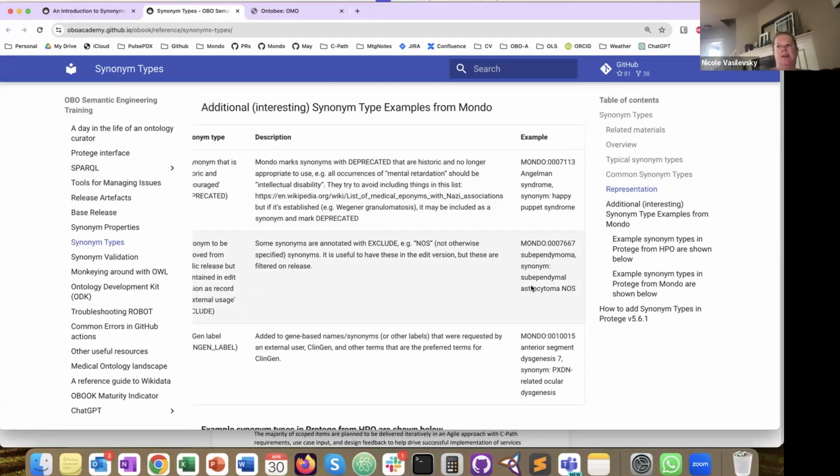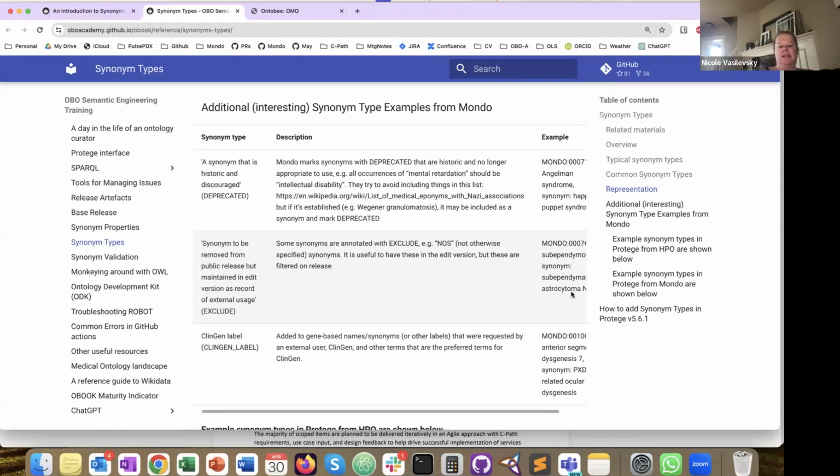Like I said, in Mondo, we're integrating other ontologies. And for example, I think from NCIT, we sometimes get these synonyms that are probably pretty commonly used in medical practice, but they're very ambiguous for an ontology, where we have this type of astrocytoma where the NOS is not otherwise specified. So in an ontological sense, that doesn't really have a lot of meaning. So we just exclude these synonyms.